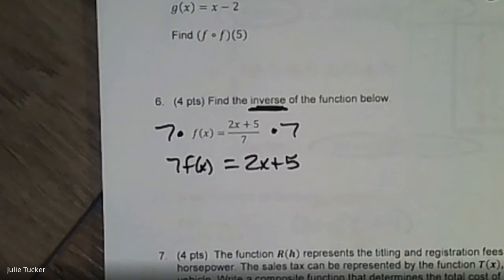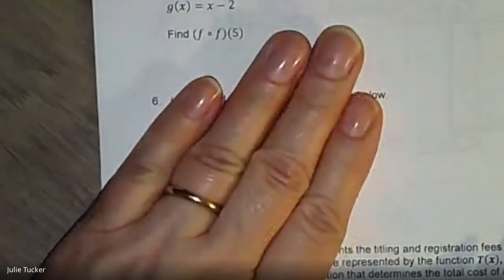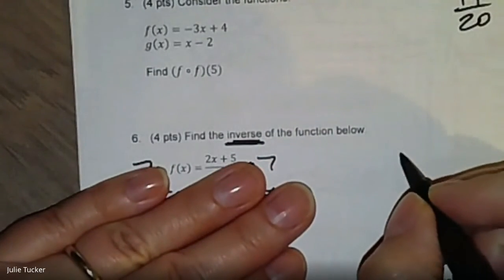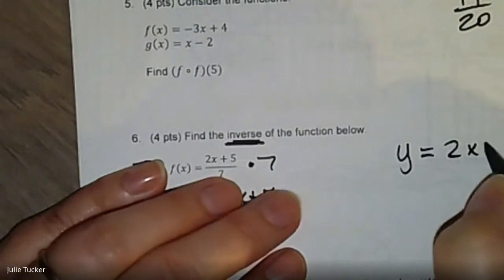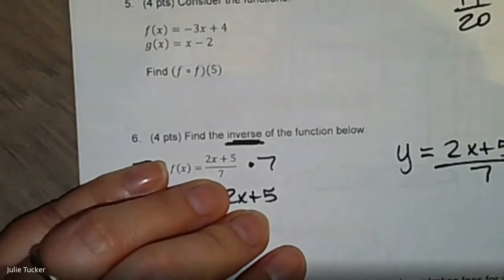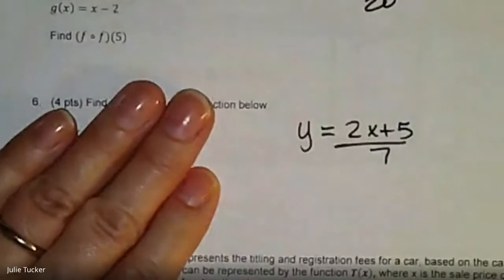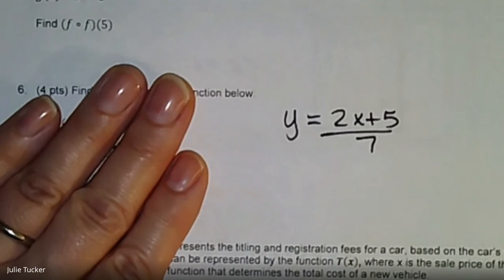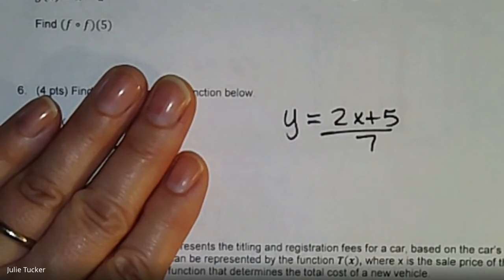Yeah. Okay, so let's just start it over. Don't even look at what you did, okay? I'm going to rewrite it. It's y equals 2x plus 5 over 7. And it says find the inverse. So on the notes the other day, there were 2 things that you had to do. There's 2 steps. And you forgot about one of those.